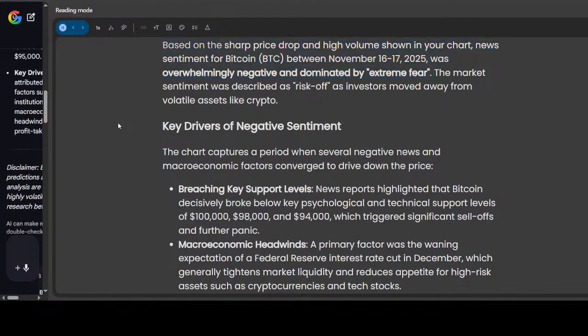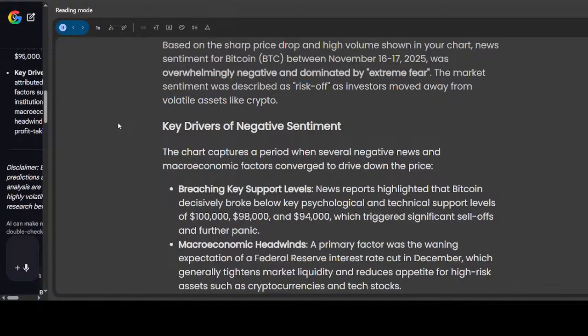Based on the sharp price drop and high volume shown in your chart, news sentiment for Bitcoin BTC between November 16 to 17, 2025, was overwhelmingly negative and dominated by extreme fear. The market sentiment was described as risk-off, as investors moved away from volatile assets like crypto.